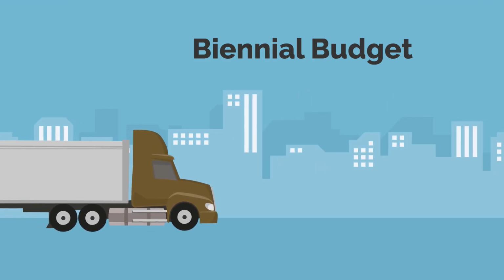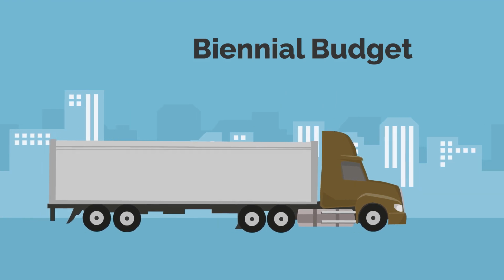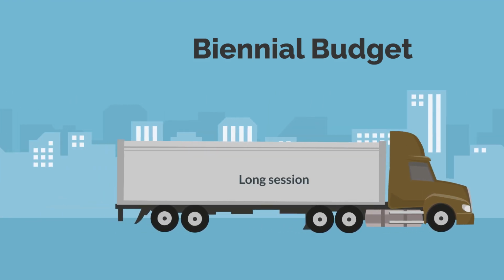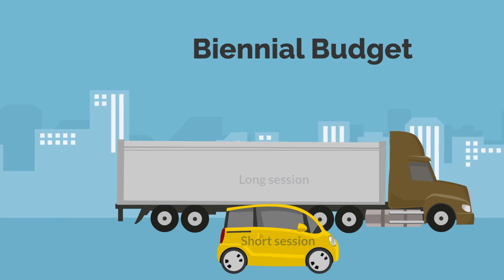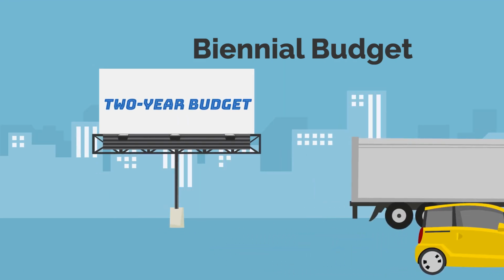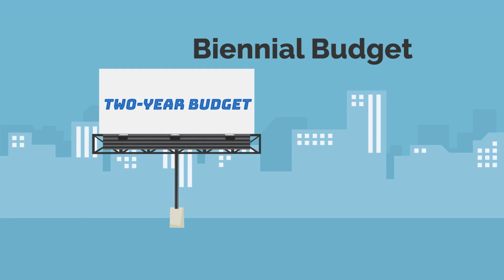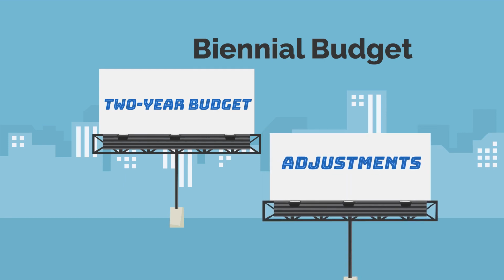In odd-numbered years, the legislature holds the long session. In even-numbered years, the legislature holds the short session. During the long session, the legislature passes a budget for the 2-year biennium. During the short session, the legislature makes adjustments to the second year of the 2-year budget.